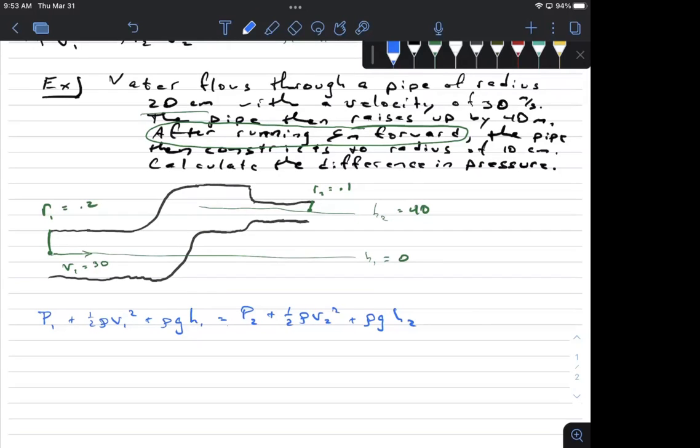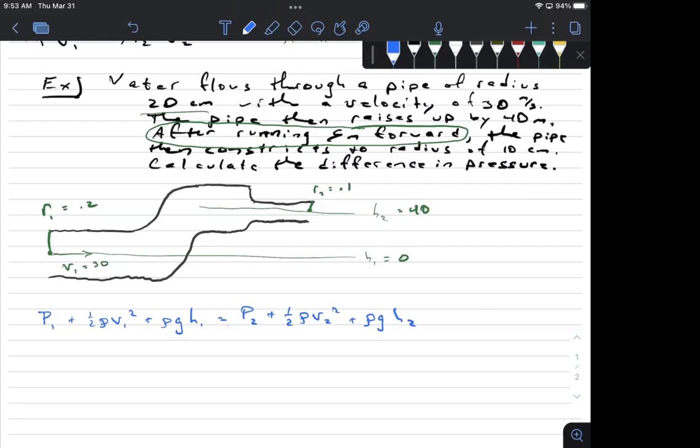Another thing to look at: does the pipe change height? Does it go up or down, or does it just go straight the whole time? If it never rises or falls, then I can cancel out the height terms because they would not be important. The height 1 is the same as height 2, so the terms would cancel. In this case, of course, the pipe does rise up by 40 meters, so I have to keep the terms with height in them. So there's nothing in this particular example that allows me to cancel out any term. I have to keep them all.